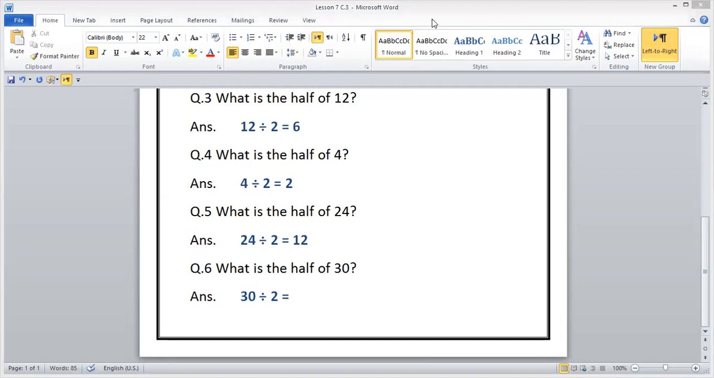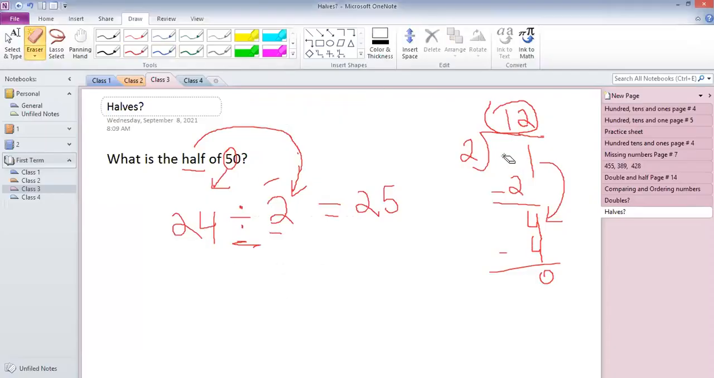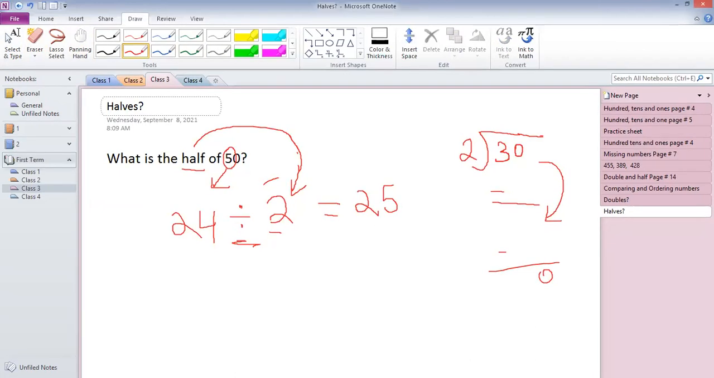So guys, 30 divided by 2, again what you have to do? You have to go for the long division. So instead of 24, you will write here 30. And you will divide it by 2. 30. Now you will check 2 table. 2 multiplied by 1, 2 and 2 multiplied by 2, 4. So there is no 3 in table of 2. So you will go for 2 multiplied by 1, because you cannot go for more than 3. 2 multiplied by 1 equals to 2. 3 minus 2 equals to 1. This 0 you will put down.